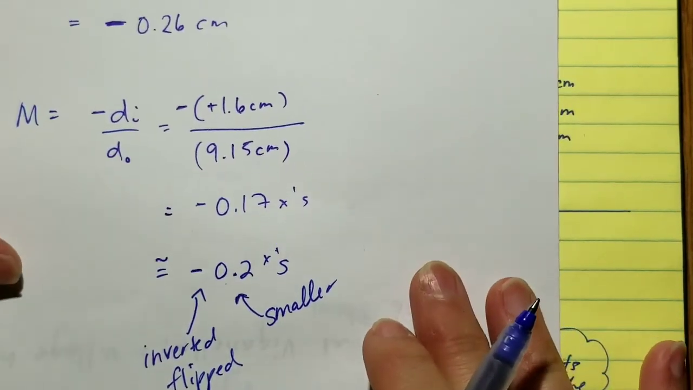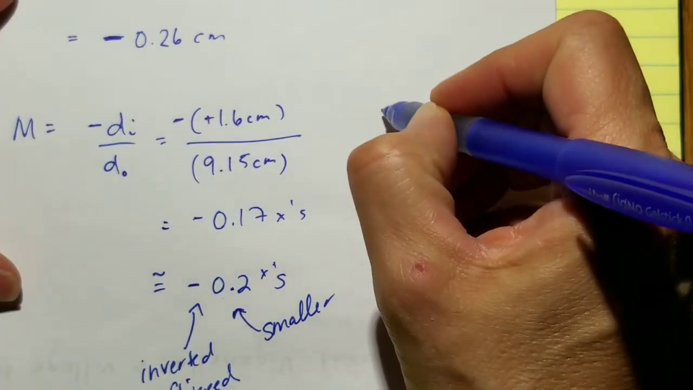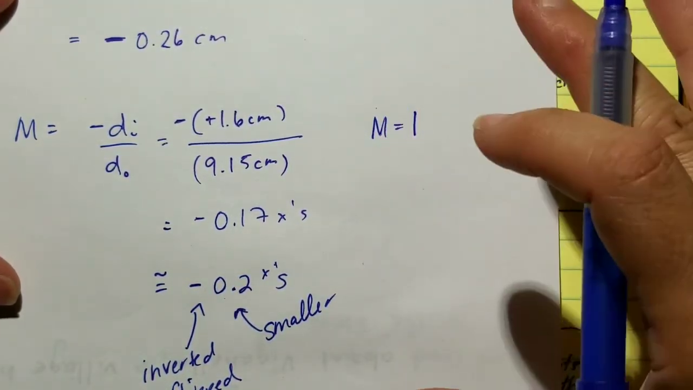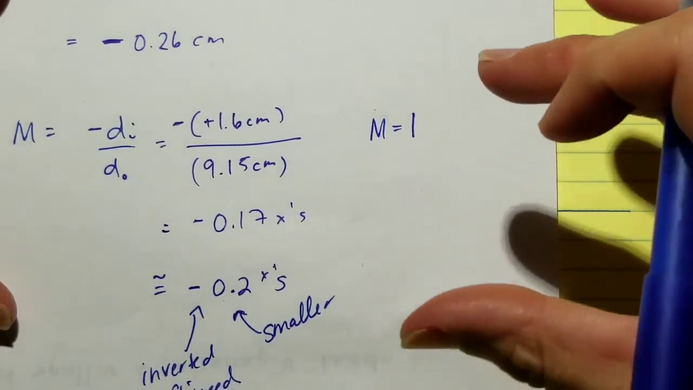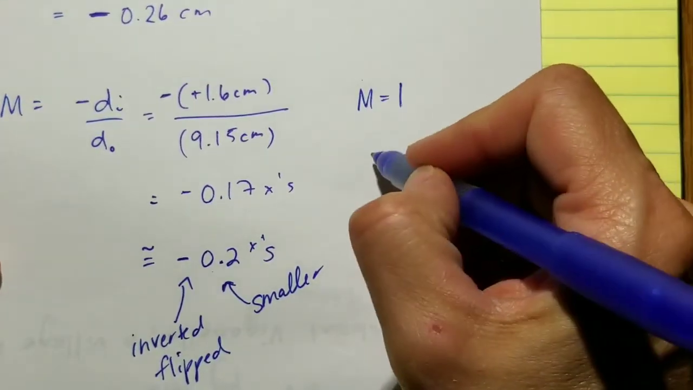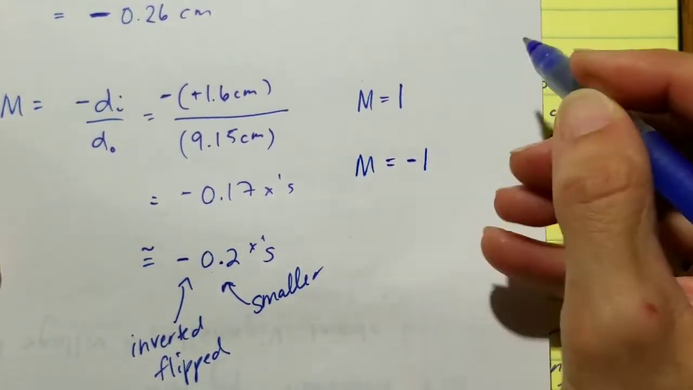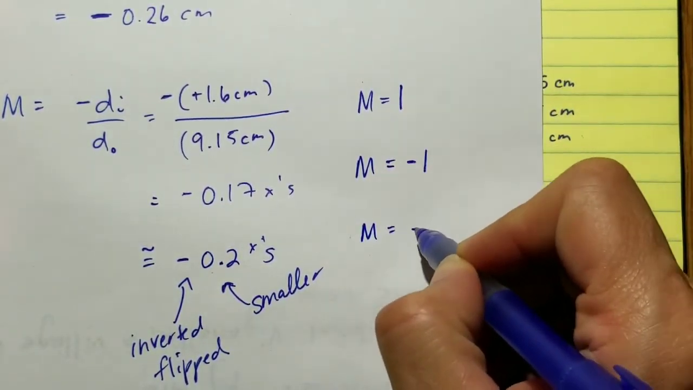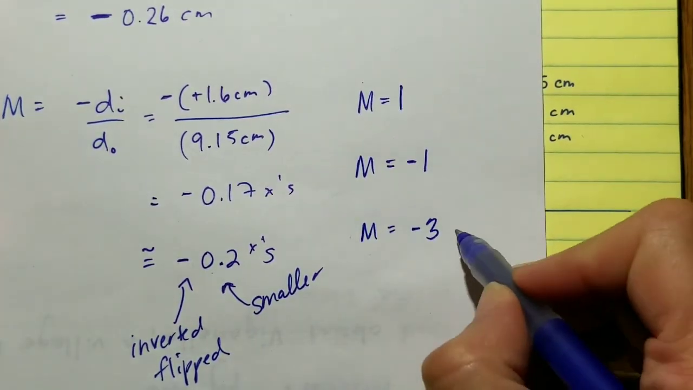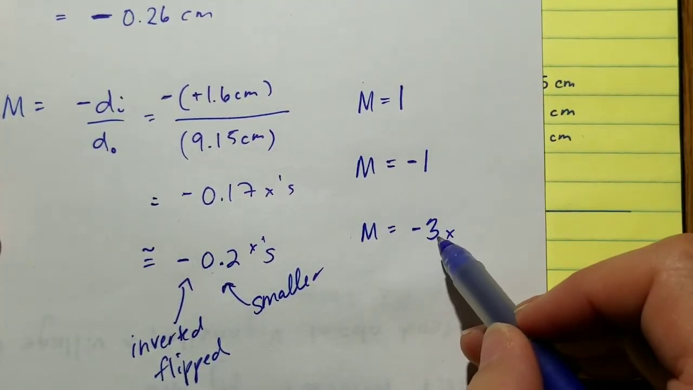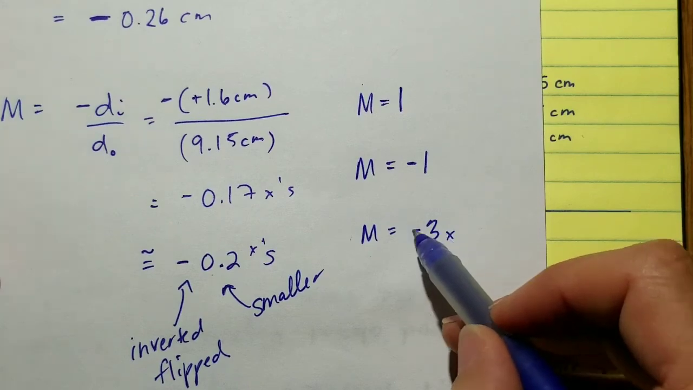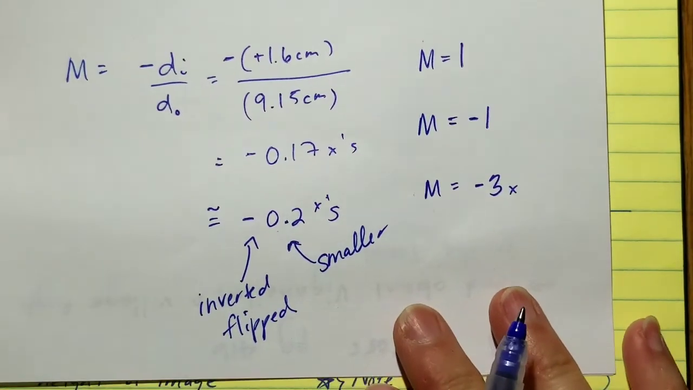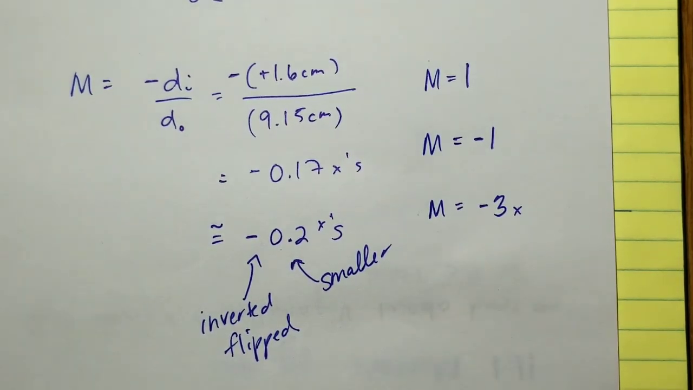So magnification can tell you different things. If magnification is 1, that means there's no sign change. If it's positive, it means it's the same size and upright. If magnification was -1, it means it's the same size and it's flipped. If magnification was equal to -3 times, then that means the image is 3 times larger and it's flipped. So there's a little bit of magnification, and you can try those practice questions in the textbook that I posted.